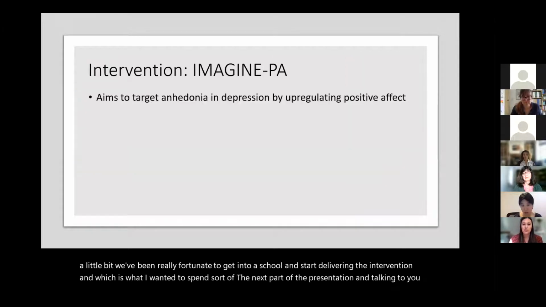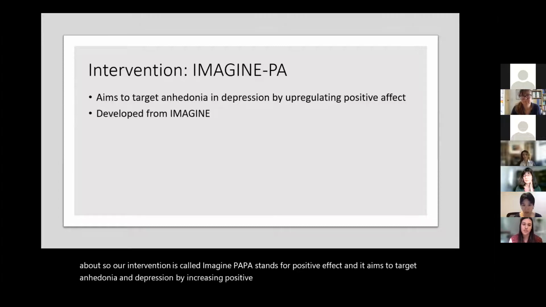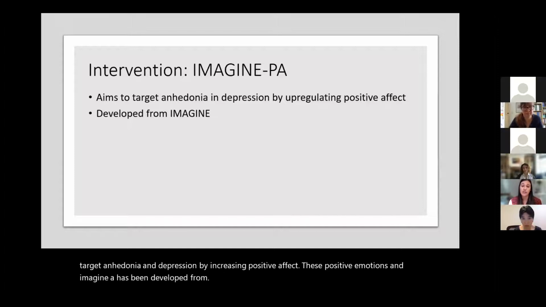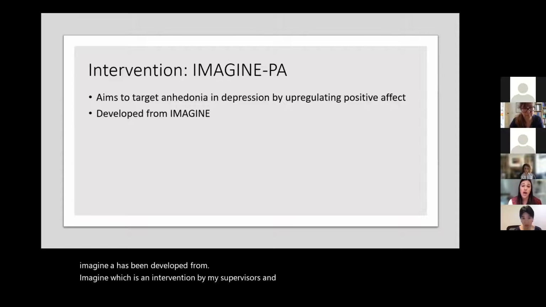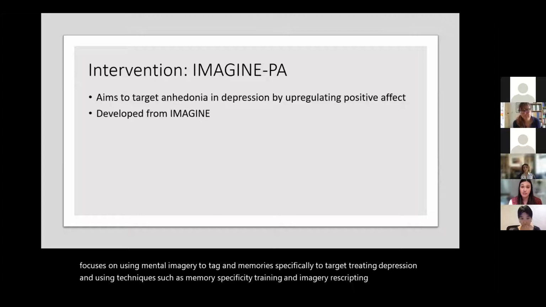So our intervention is called Imagine PA. The PA stands for positive affect, and it aims to target anhedonia and depression by increasing positive affect, these positive emotions. Imagine PA has been developed from Imagine, which is an intervention by my supervisors, Jennifer Lau and Victoria Pyle, which focuses on using mental imagery and memories to treat depression, using techniques such as memory specificity training and imagery rescripting for negative memories.